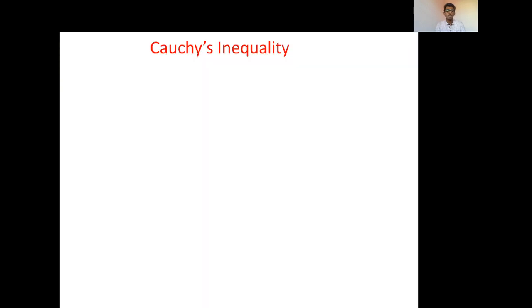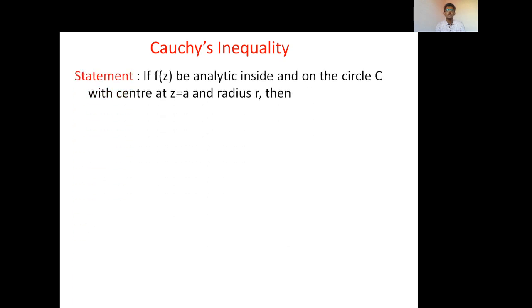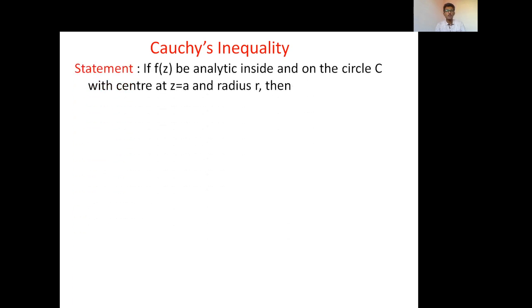So, what do you mean by Cauchy's inequality? Firstly, we concentrate on Cauchy's inequality. The statement of Cauchy's inequality is: if f of z is any analytic function inside and on the circle C with center at z equal to a and radius r. First, the function is analytic inside and on the circle C. Circle C means its center is z equal to a and radius r.